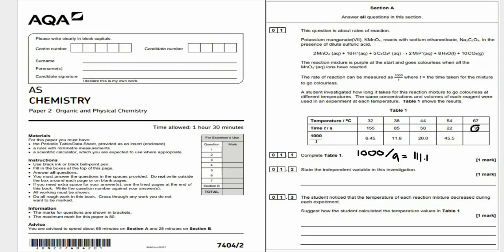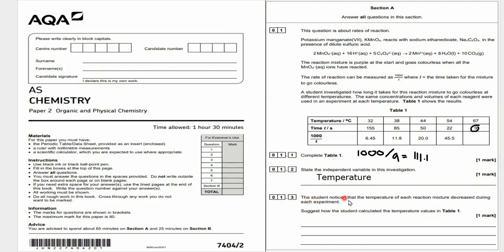The next question says, state the independent variable in this investigation. When we scan read through here, we're looking for what they are actually changing. And of course, you can see here in the table, the temperature is changing. And here it even says a student investigated how long it takes for this reaction mixture to go colorless at different temperatures. So what the student is changing is the temperature. So that is the independent variable. And just for your own knowledge, what they are recording is the time taken. That would be the dependent variable, but they haven't asked us for that.